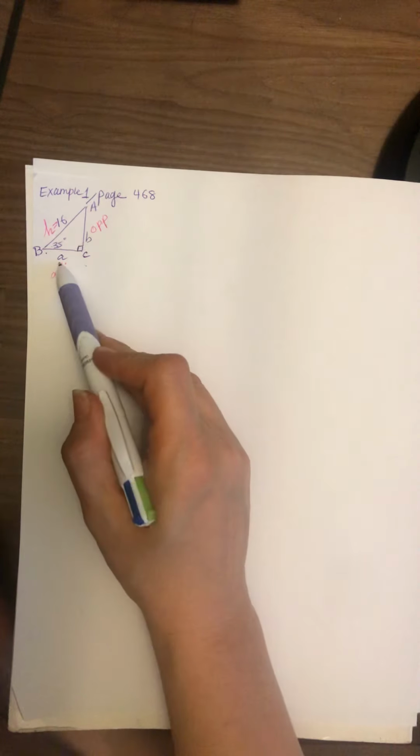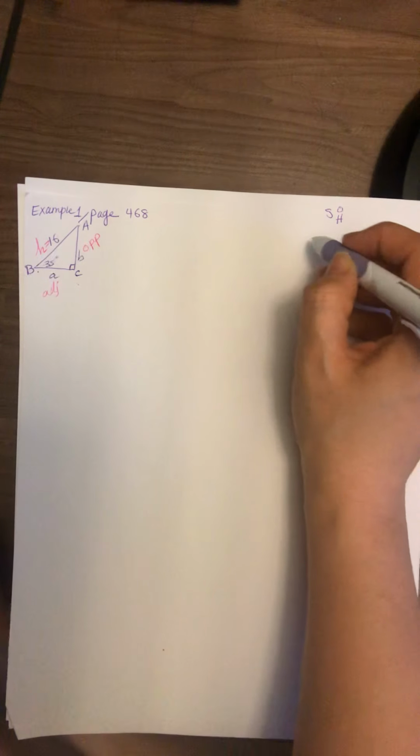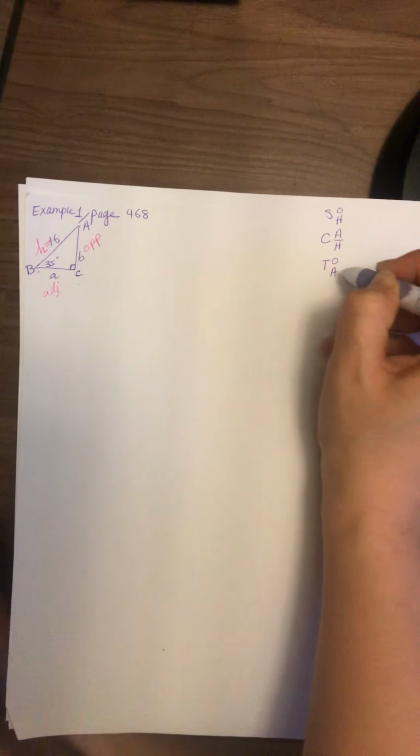Example number 1 asks us to find sides B and A. At the beginning, go ahead and write down on top of your page SOHCAHTOA. So sine is opposite over hypotenuse. Cosine is adjacent over hypotenuse, and tangent is opposite over adjacent. So we always list these.